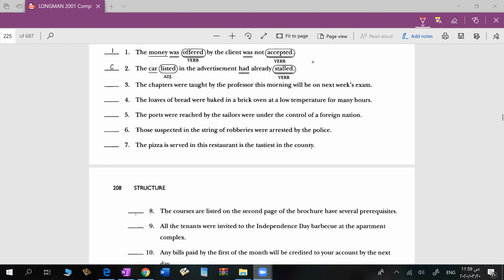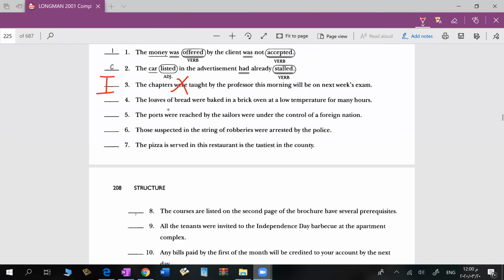Okay, let's look at the sentences. "The chapters were taught by the professor this morning will be." What do you think? Incorrect. Why? We have here two verbs. How can we make it correct? Remove were. Thank you very much. Who is it? Ahmed? Yes. Very good.